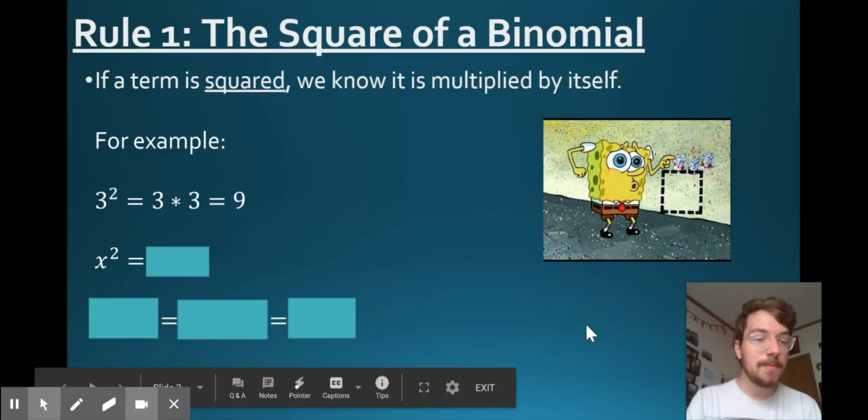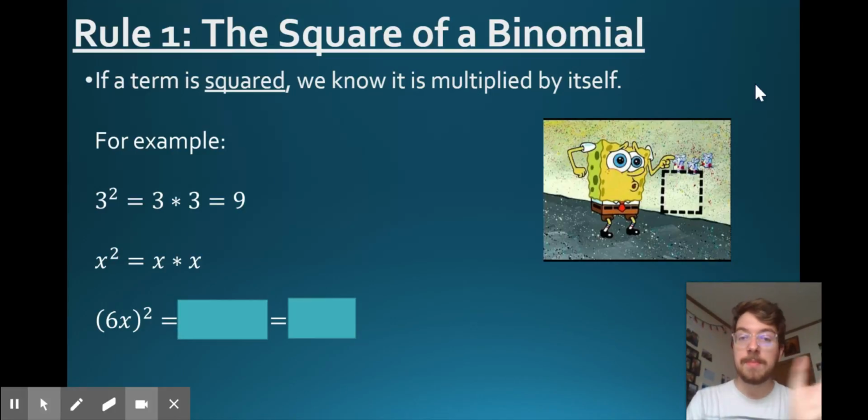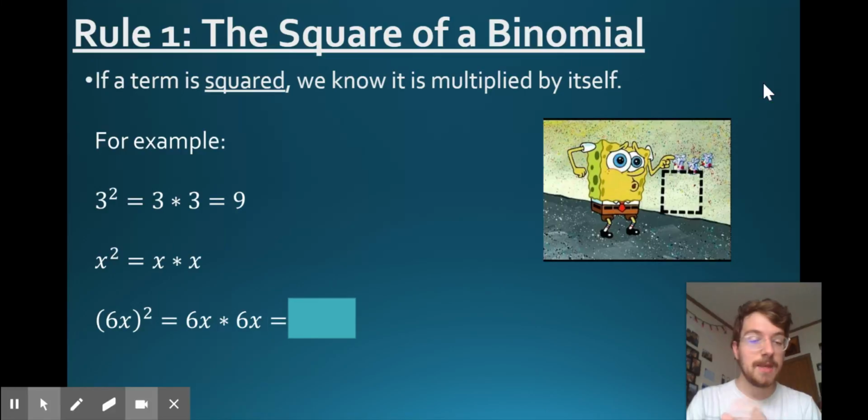If I've got a variable like x squared, I'm just doing x times x. I didn't have another equal sign there because it's just x squared, but nothing else fancy comes from it. Or you could go crazy and have something like 6x, that whole thing squared. So I'm squaring not only a number but a variable at the same time. So I'm doing 6x times 6x.